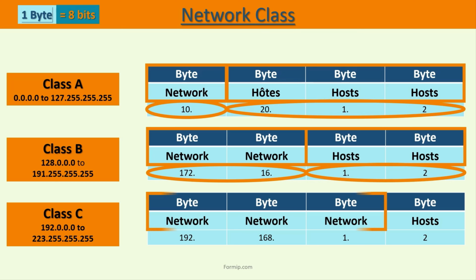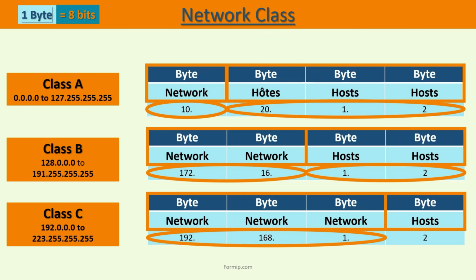And a Class C network has 3 bytes reserved for the network address, and 1 byte is left for the host part. Here we have a lot of networks, but only a few hosts per network. In the address 192.168.1.2, the network address is 192.168.1, and the host will be known with the 2.